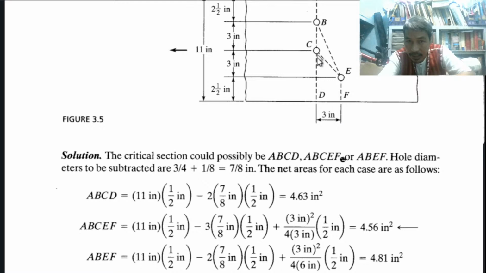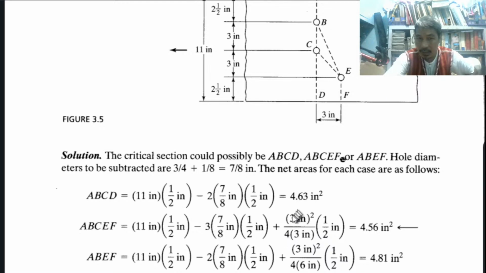G is the C to this line. This is G, the transverse. S is longitudinal. Longitudinal is 3, from this point to this point. So 3 squared, divide by 4 times G. So therefore, 3 squared divided by 4 times 3.